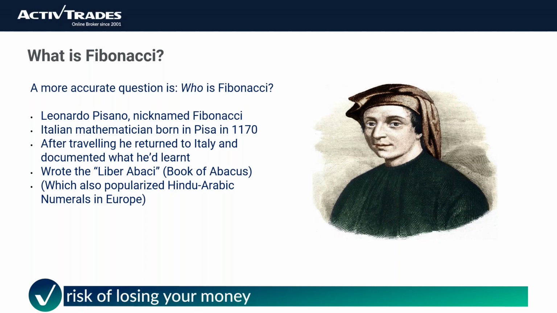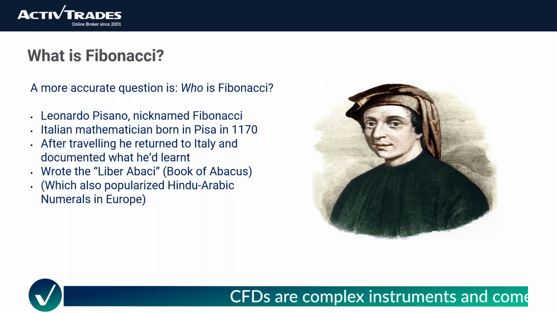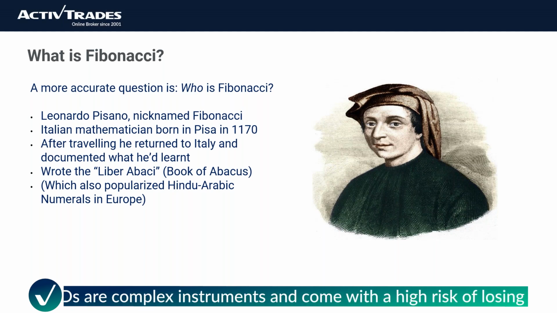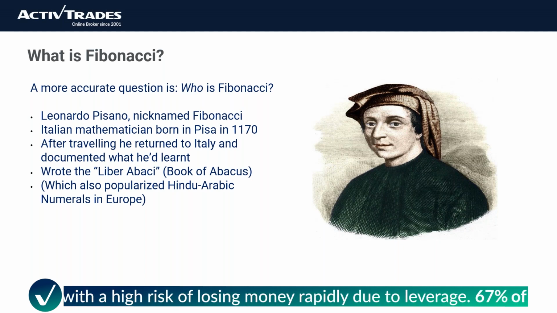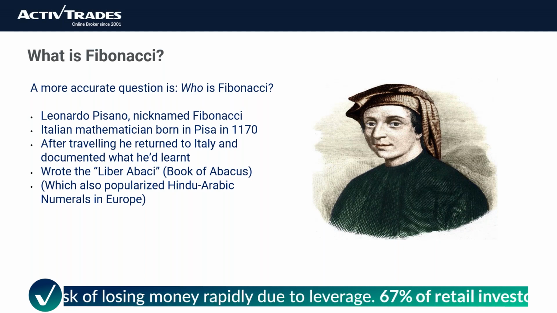in terms of understanding who is Fibonacci, because Fibonacci was actually a chap. His name was Leonardo Pisano, and his nickname was Fibonacci. And he was an Italian mathematician born in Pisa in Italy in 1170. So, what's that, 900 odd years ago? So this is not a new flash in the pan idea, ladies and gentlemen.